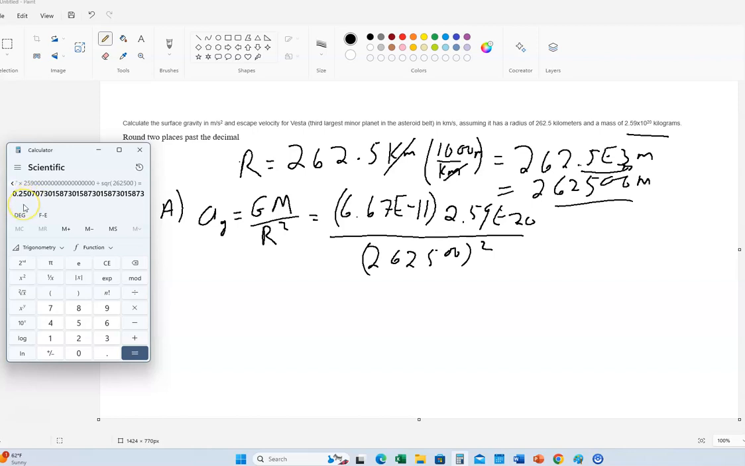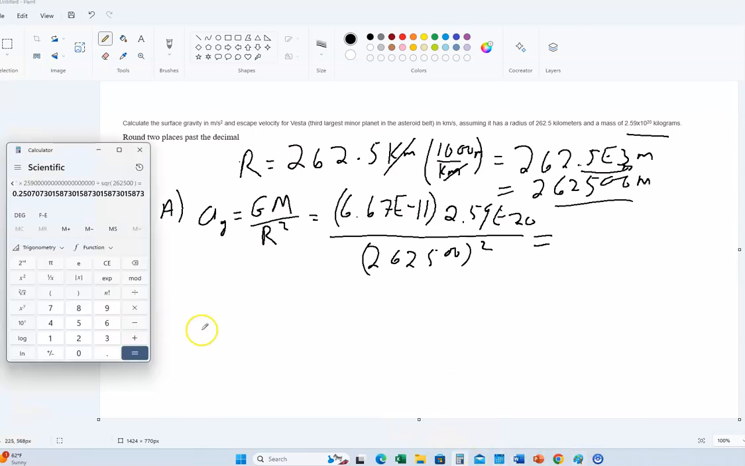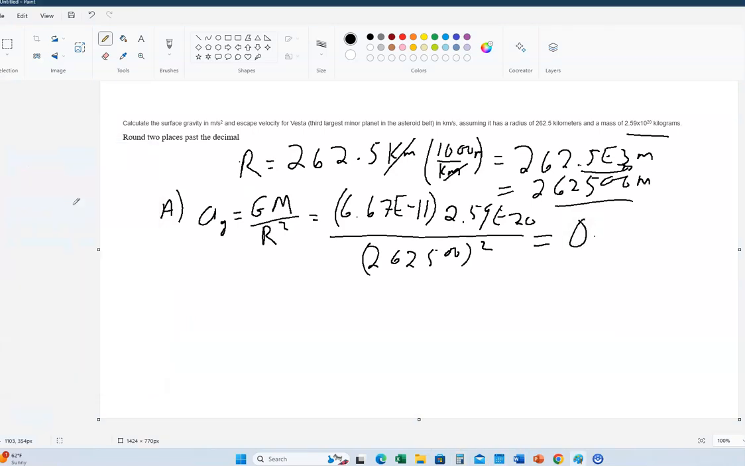So this is in meters per second squared. Remember, on the Earth it's 9.8. So it's always good to compare this to what it would be. This just tells you that this is a tiny little minor planet, right? It says to round to 2 places past the decimal. There it is, 0.25. So it would be 0.25 meters per second squared. Compared to the Earth, that's really, really tiny.